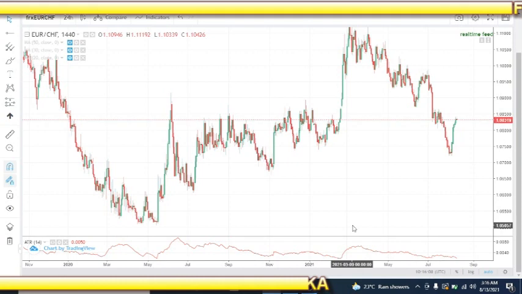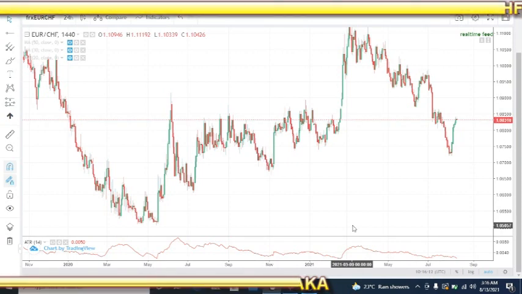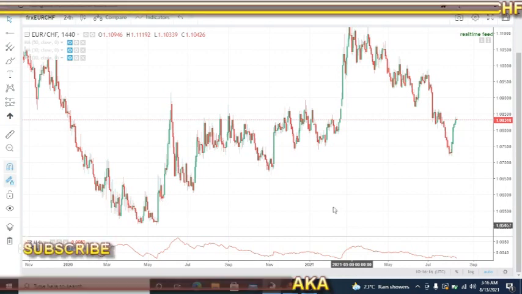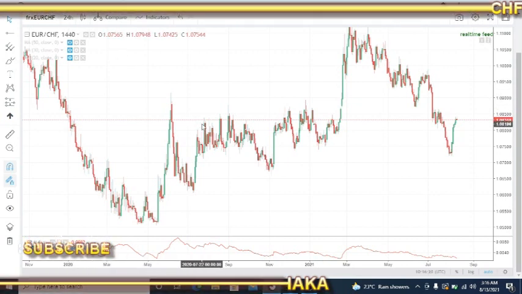We have come for another setup, another analysis concerning Euro versus Swiss francs. If you can watch on the screen, we have Euro versus Swiss francs. That's what we have today.